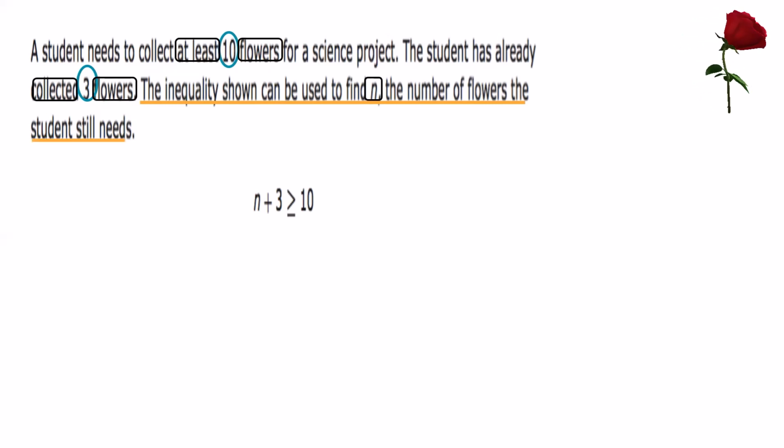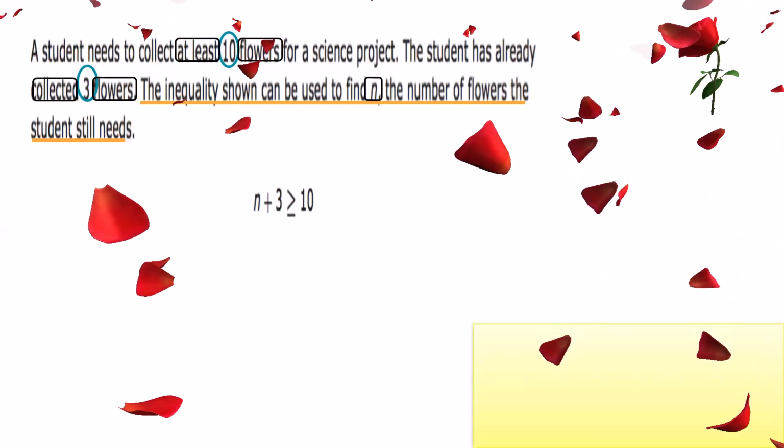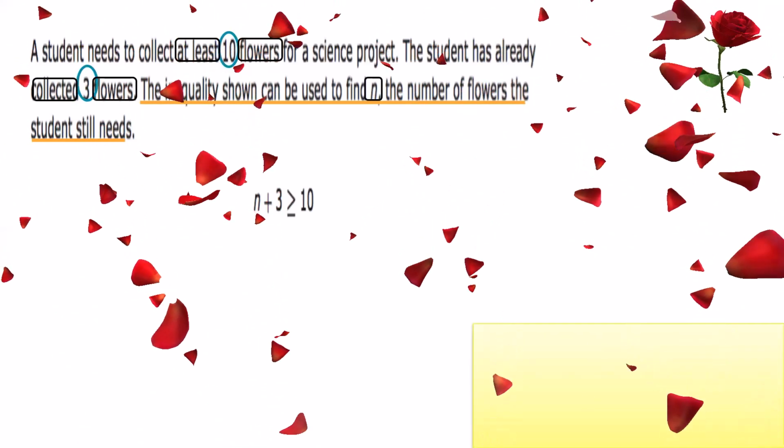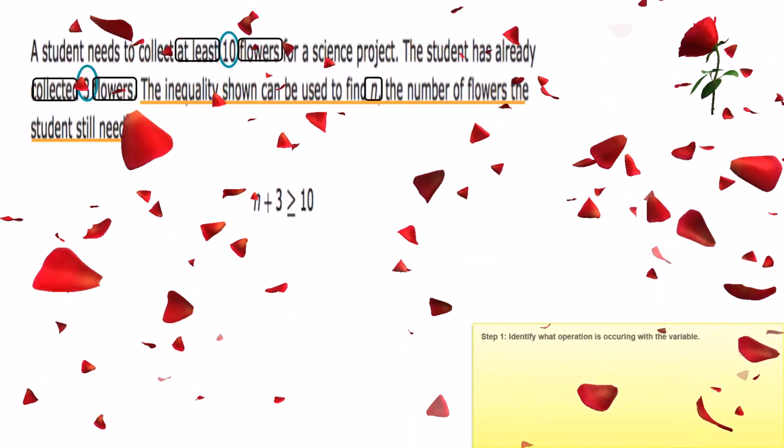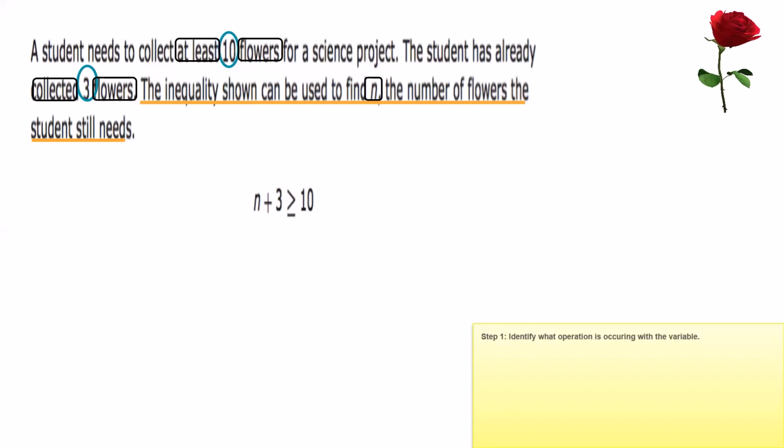Now, I'm trying to think back, and I can't think right off the top of my head of the directions or instructions that I would need. So I'm going to pull up my cheat sheet and start remembering the instructions of how to solve an inequality. First, step 1, I will have to identify the operation which is occurring with the variable. So when I look at this, I have n plus 3 is greater than or equal to 10.